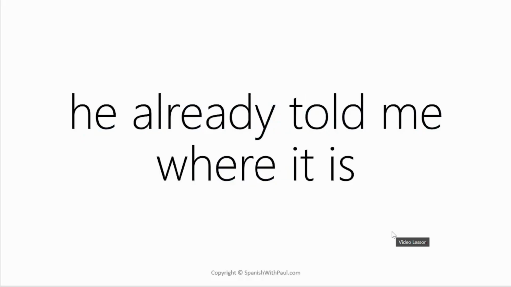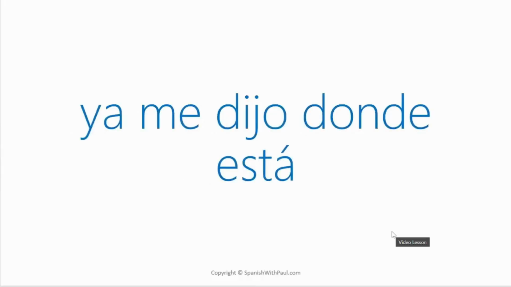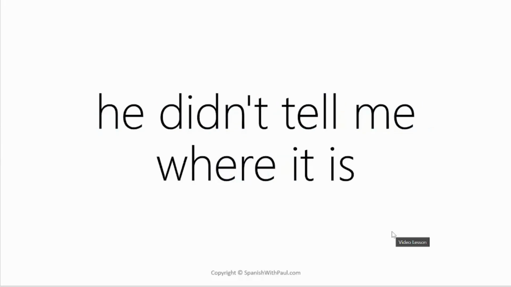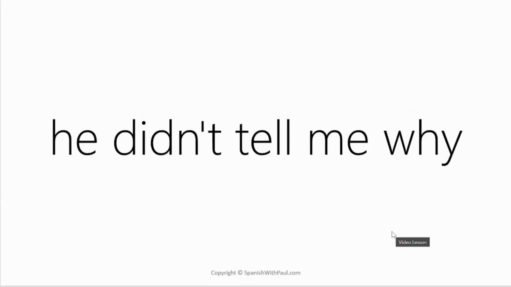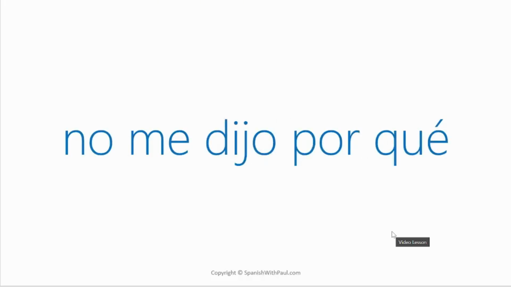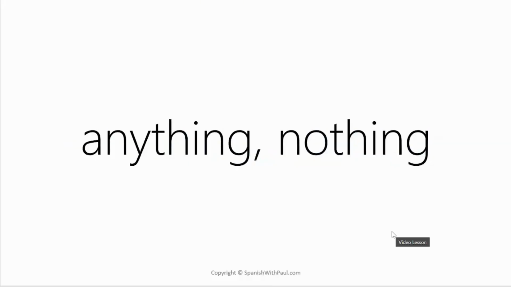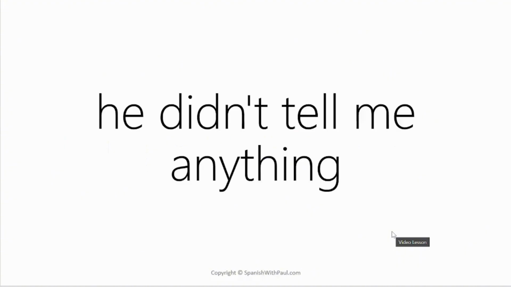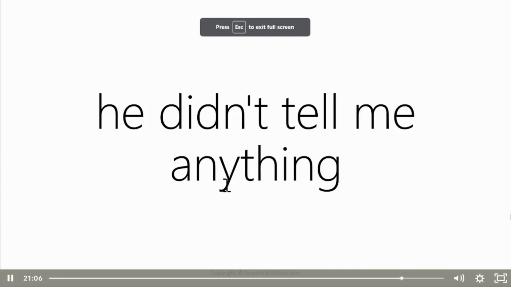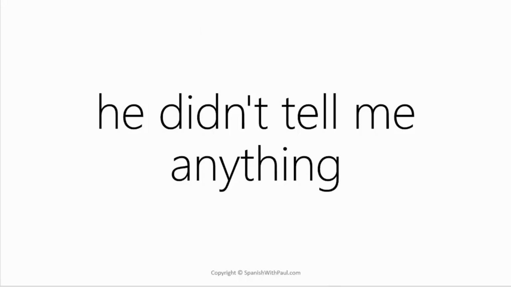What about this? He already told me where it is. Ya me dijo dónde está. He didn't tell me where it is. No me dijo dónde está. He didn't tell me why. No me dijo por qué. What's the word for anything or nothing? Nada. Now, to say something like, he didn't tell me anything, in Spanish they will actually use a double negative, and it's perfectly correct in Spanish, and they would say, he didn't tell me nothing. How would you do that?